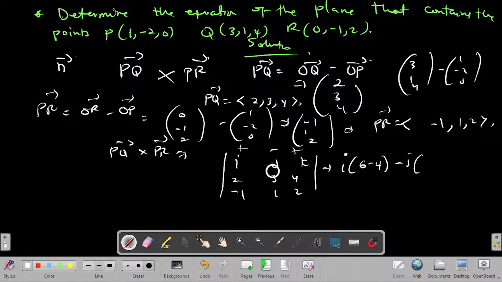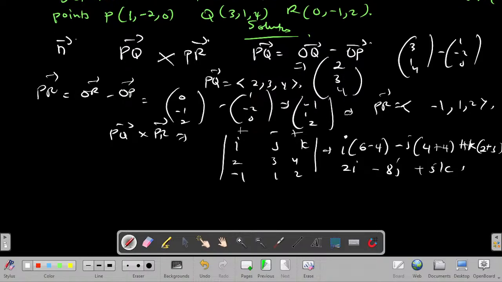Open bracket, cancel everything. I'll have 2 times 1, minus negative 1 times 4, is what? Plus 4. Plus k. Open brackets to nullify everything. 2 times 1, is that not it? So 2, minus what? 3. So plus 3. Therefore, here I have 2i minus 8j, then plus 5k.